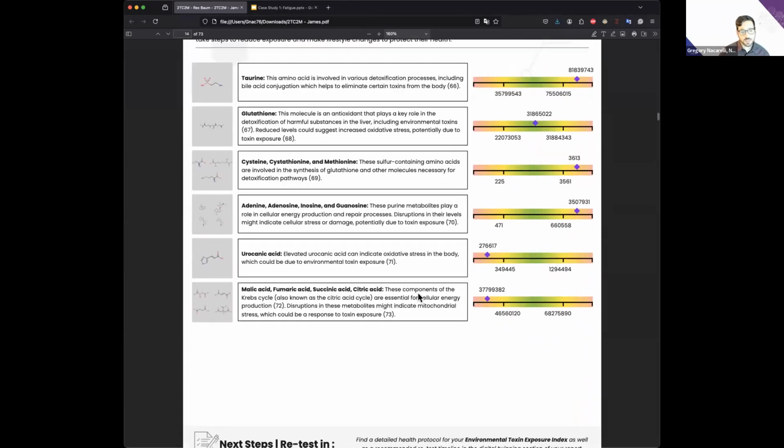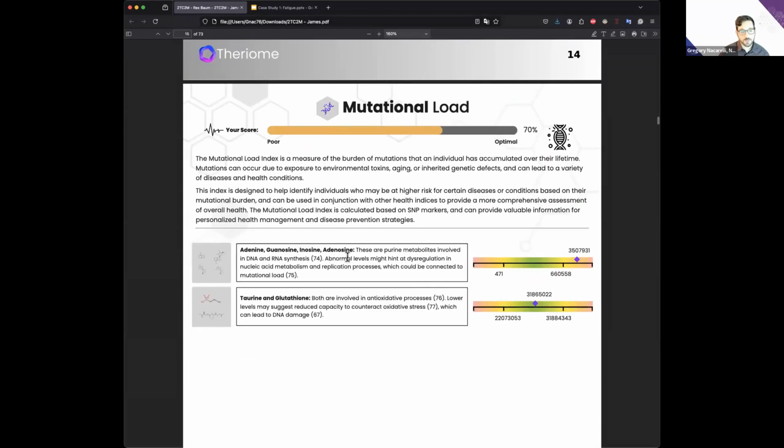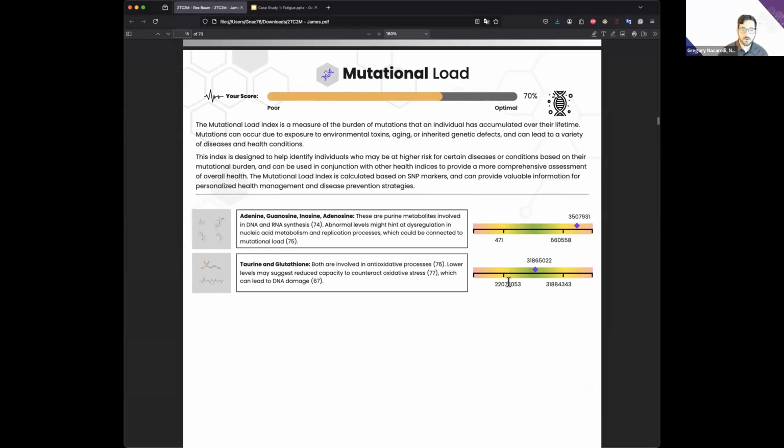But here's his TCA cycle metabolites, again, all on the low end of the range. Mutational load. High levels of this could indicate high mutational load. These are these purine metabolites, adenine, guanosine, inosine, adenosine. So something to keep in mind there, though his taurine and glutathione are within the range.